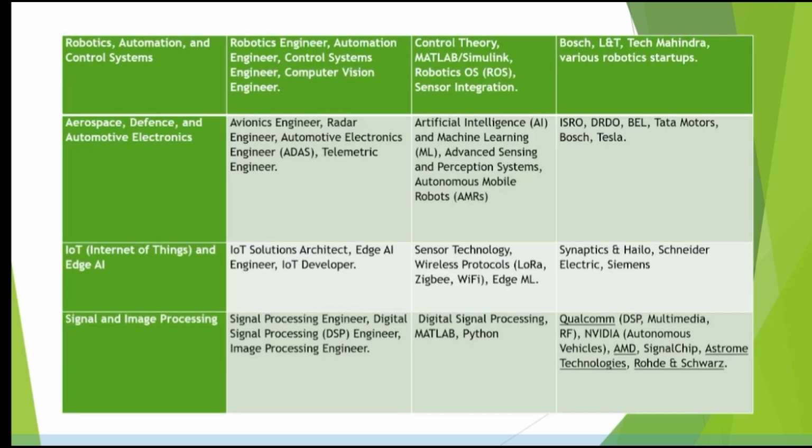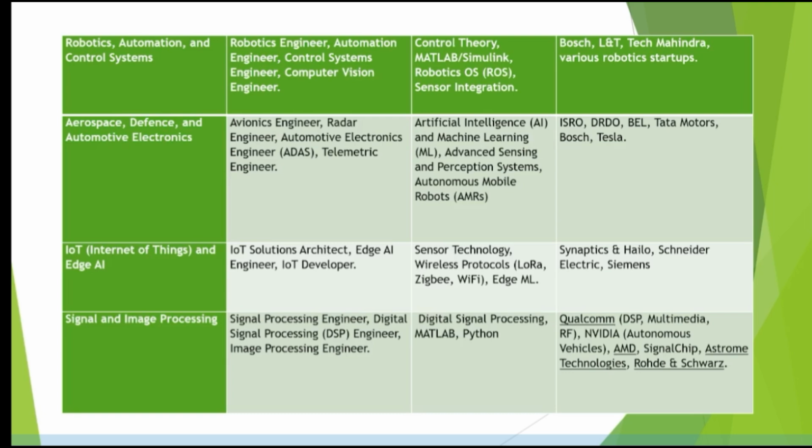Now coming to robotics, automation and control systems, because as I already told you, this involves entire domains of engineering like ECE, CSE, mechanical, everyone is involved in this particular domain. So basically, as for ECE and EEE, you can be either a robotics engineer, automation engineer, control systems engineer, or computer vision engineer, so all these things.